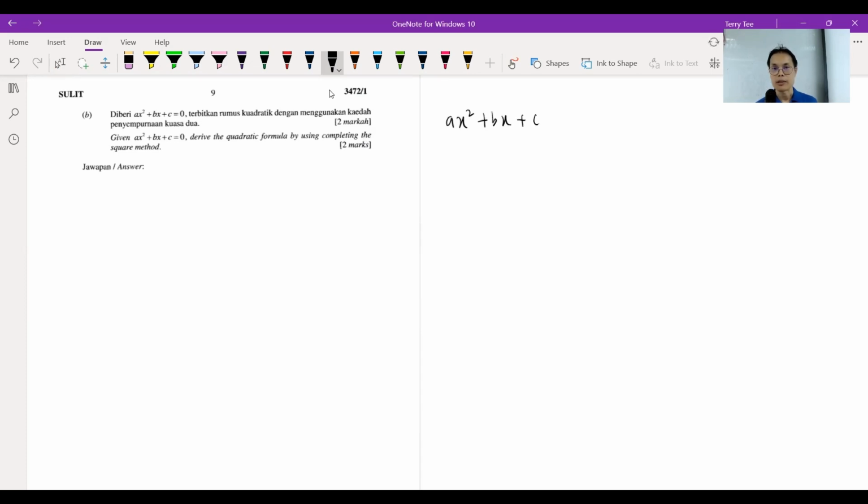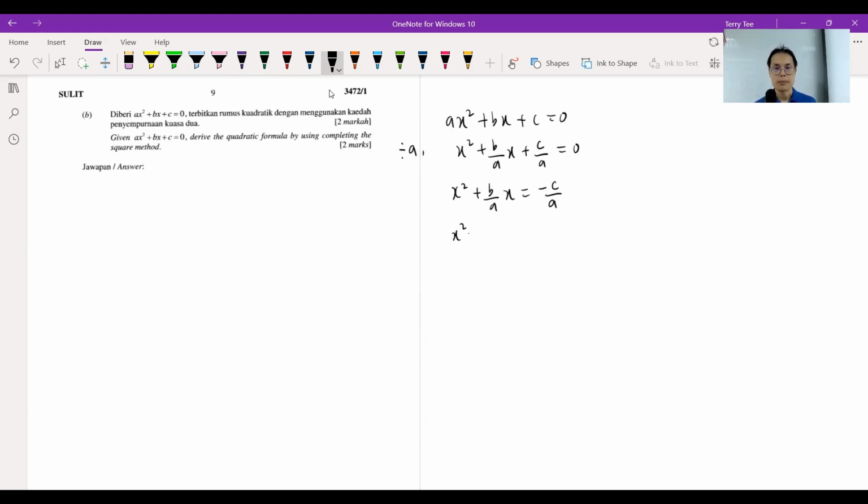For the quadratic formula, we have to first divide everything by a. You cannot complete the square or sempurnakan kuasa 2 unless your coefficient of x square is 1. So I divide by a. Then number 2, I'm going to bring my c over a to the right hand side.